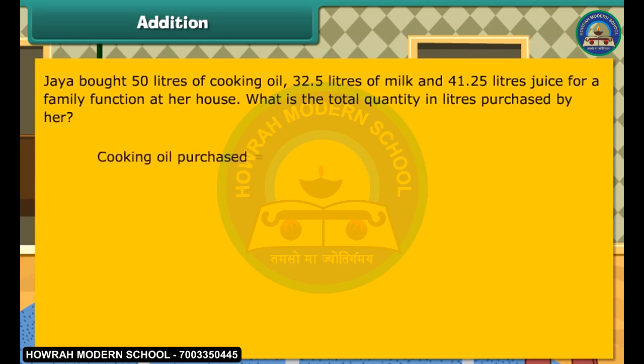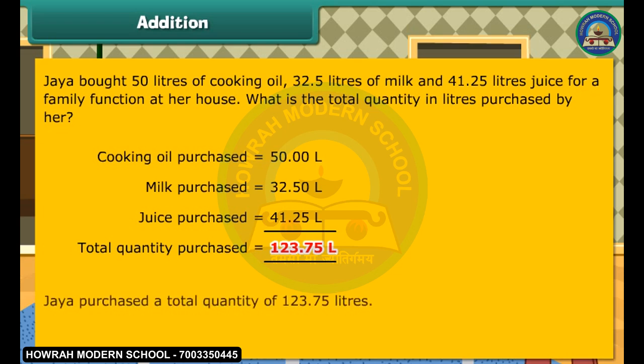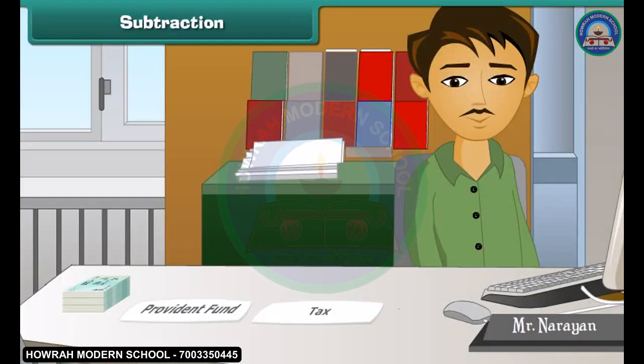Cooking oil purchased is 50 liters. Milk purchased is 32.50 liters. Juice purchased is 41.25 liters. We add the three to get the total quantity purchased as 123.75 liters. Jaya purchased a total quantity of 123.75 liters.